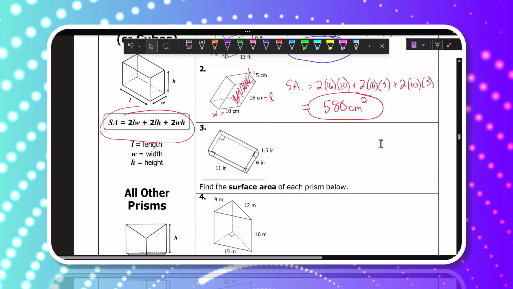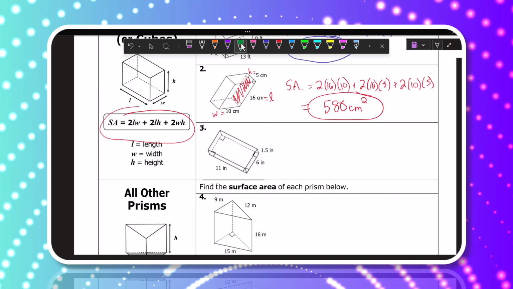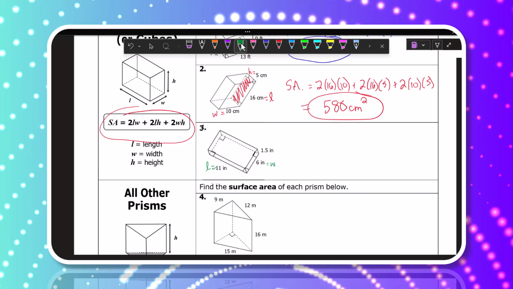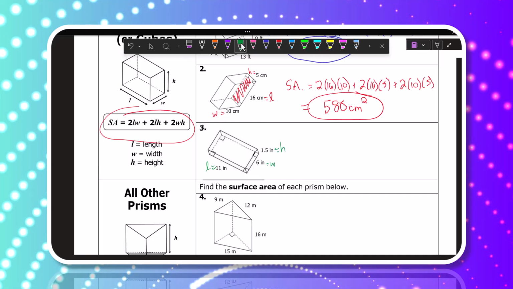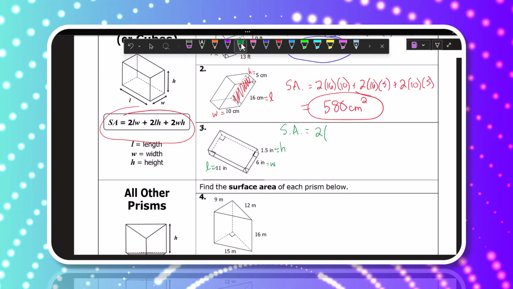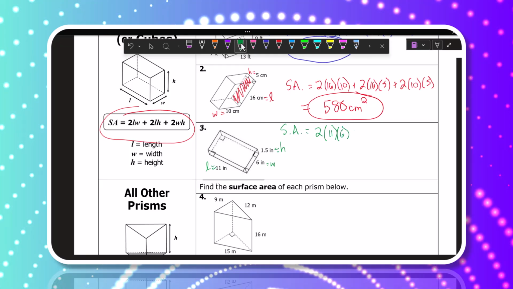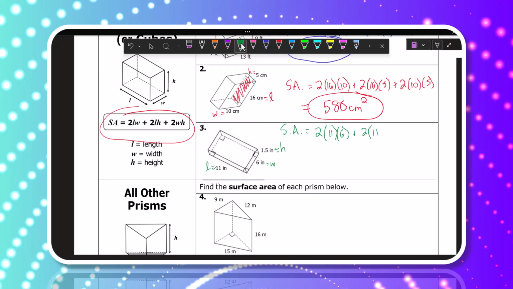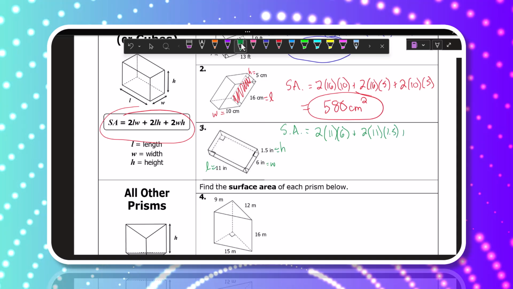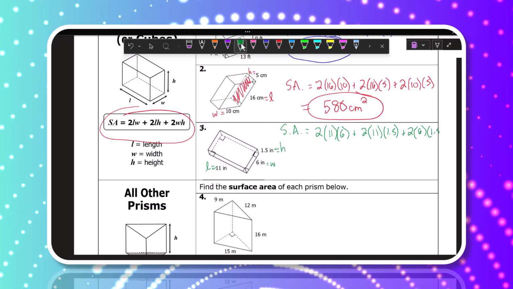We got one more of those rectangular prisms. So number 3. Again, it doesn't matter what length, width, or height is. I'm just going to make these our dimensions. So our surface area is 2 times our length times our width, plus 2 times our length times our height, 1.5, plus 2 times our width, 6, times our height of 1.5.